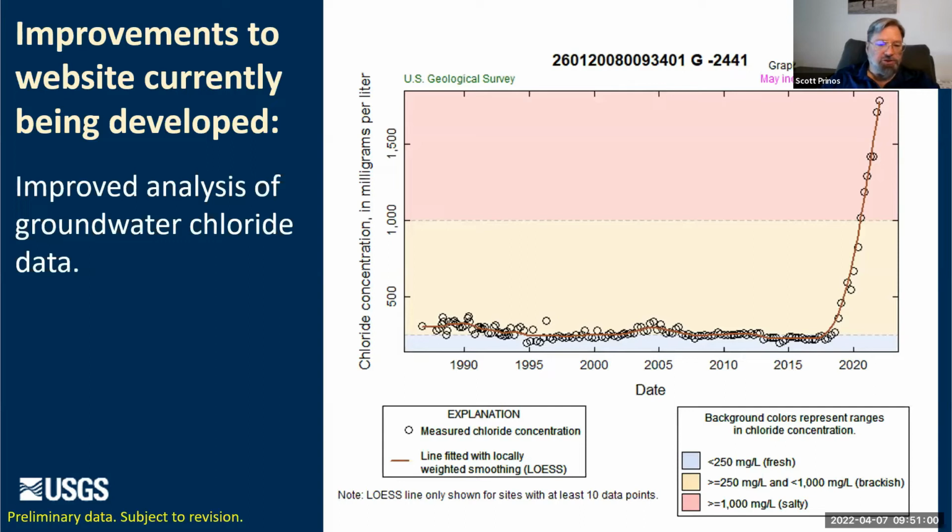This graph shows an improved way of depicting changes in the chloride concentration of water samples through time. The black symbols are the results of analyses of individual water samples. The brown line is the result of a locally estimated scatter plot smoothing algorithm. The shaded background shows the chloride concentrations that are fresh, blue, and too salty to drink, yellow or red.